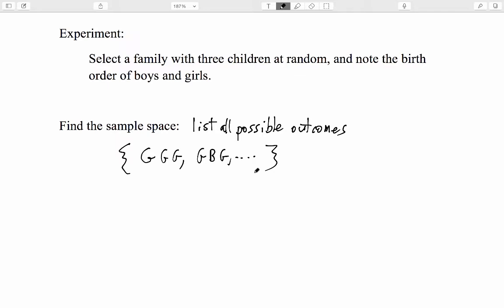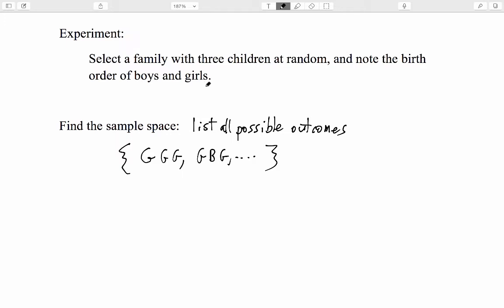Notice that the outcomes are not numbers. We are not asked how many boys or how many girls. The outcomes are not 0, 1, 2, or 3. On the contrary, the outcomes are these birth orders, because that's what we were asked for. That's what the experiment is.